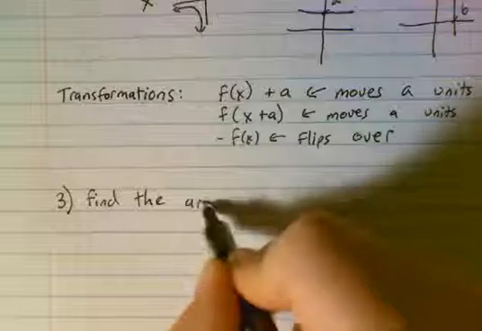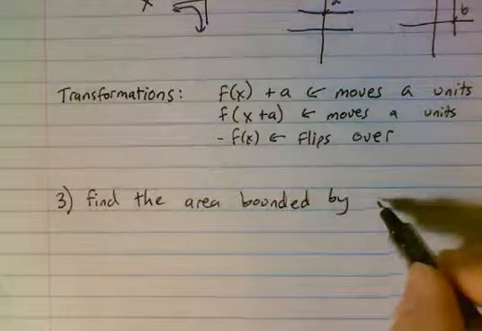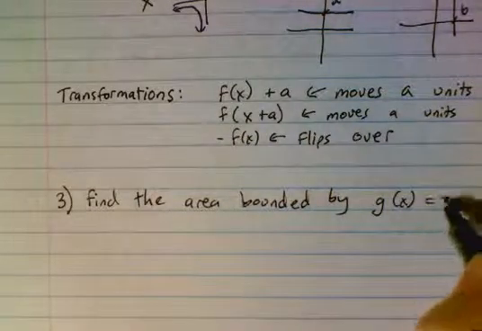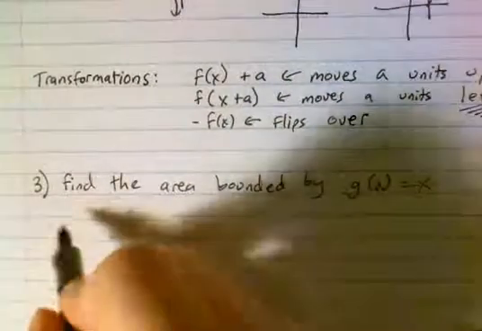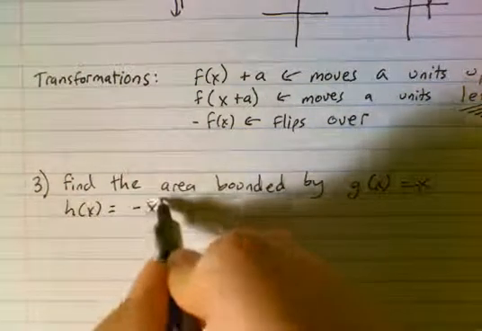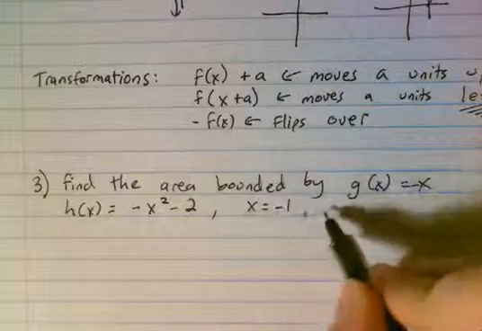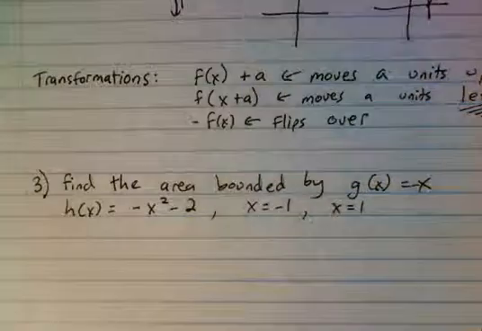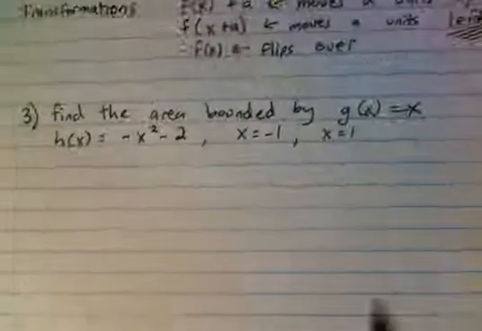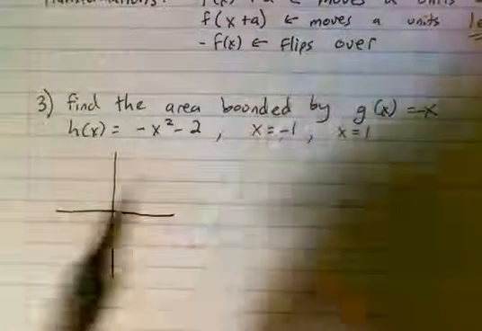Find the area bounded by g of x equals negative x, h of x equals negative x squared minus 2, x equals negative 1, and x equals 1. So we have to sketch these by hand. So we'll start off with our axes.